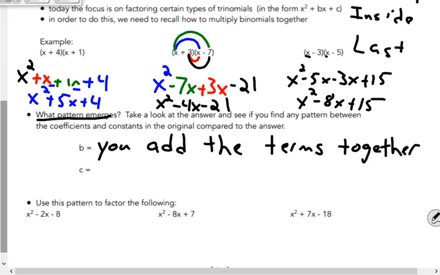Add the terms together and see. You multiply. Okay. Now what you need to remember with this stuff is, this is sign sensitive. Like a negative and a positive change everything in here. If one's a negative and one's a positive, your last term is going to be negative. If both terms are negative, your last term is going to be positive because a negative times a negative is positive.